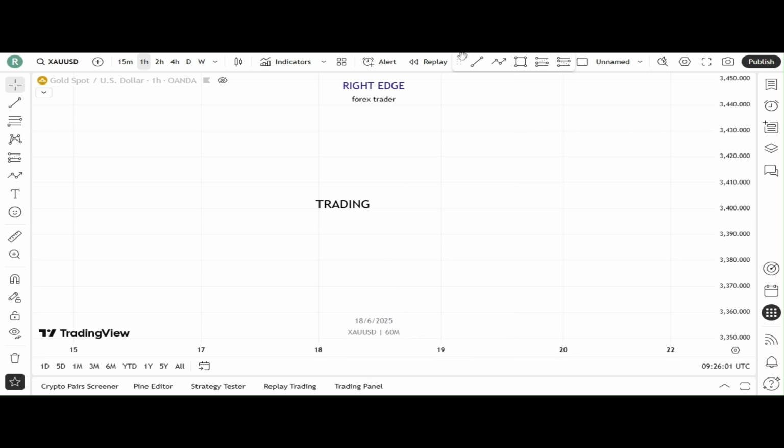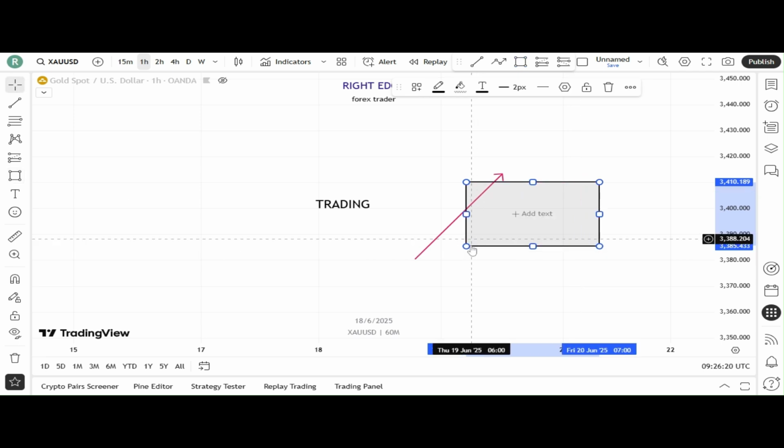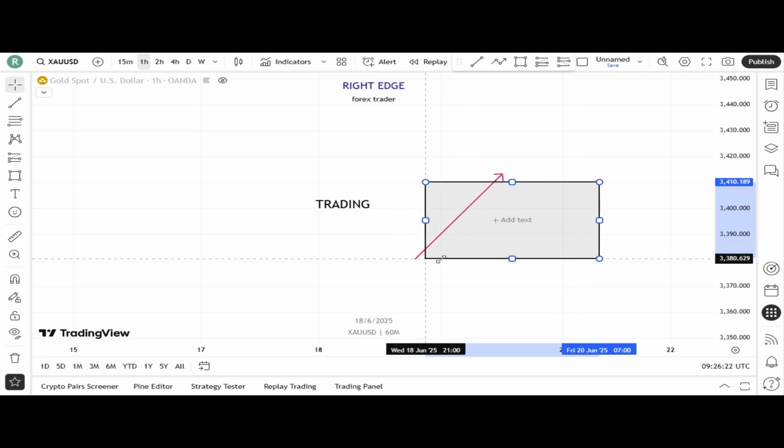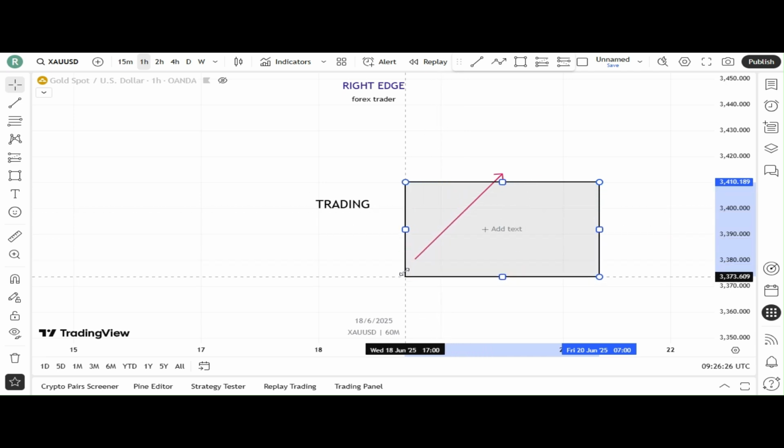So let's assume you bought the dollar from this point with the hope that it is going to rise, and it actually rose to this point. This whole difference in the movement from the starting point to where you sold becomes your profit.